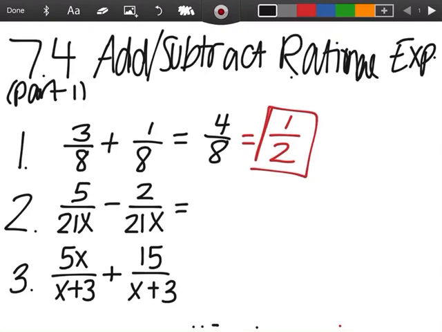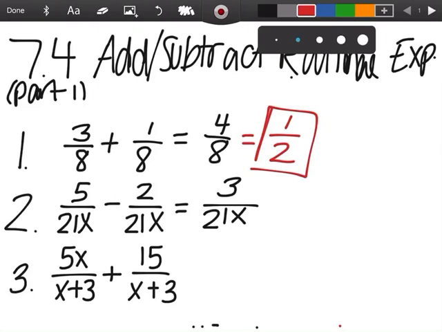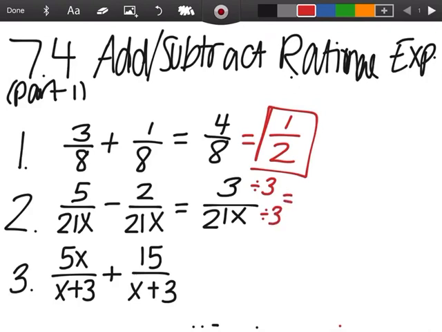So same idea, 5 over 21x minus 2 over 21x, the denominator stays the same, and I subtract the numerators. And that would be the answer unless they're simplifying. So since both of these are divisible by 3, I get 1 over 7x.